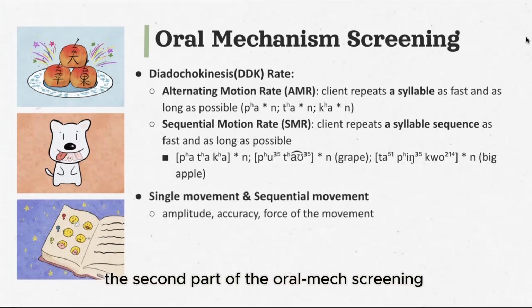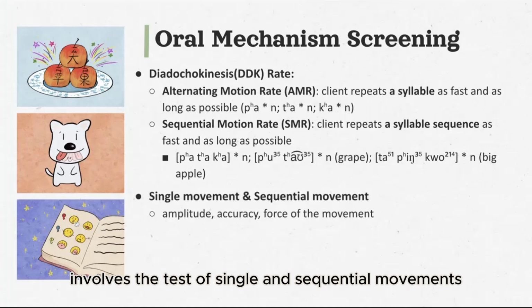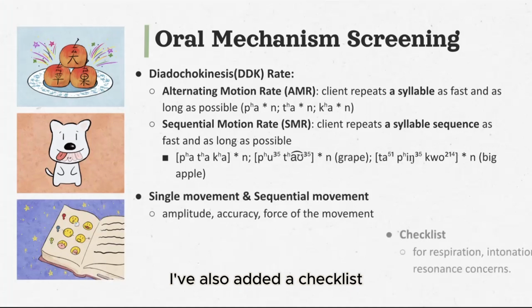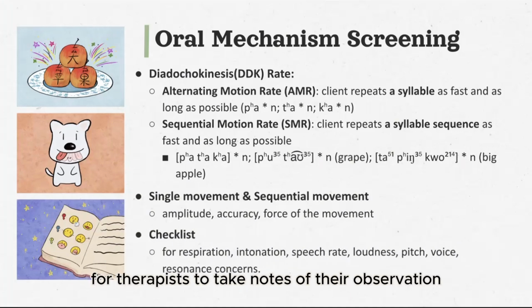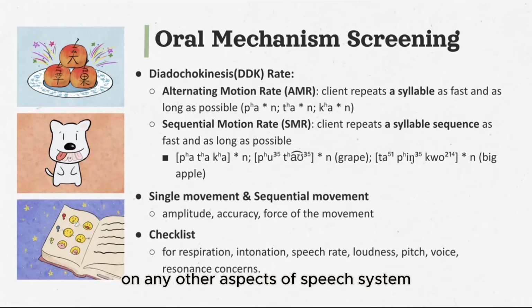The second part of the oral mechanism screening involves the test of single and sequential movements. I've also added a checklist for therapists to take notes of their observation on any other aspects of the speech system that may influence children's speech production.